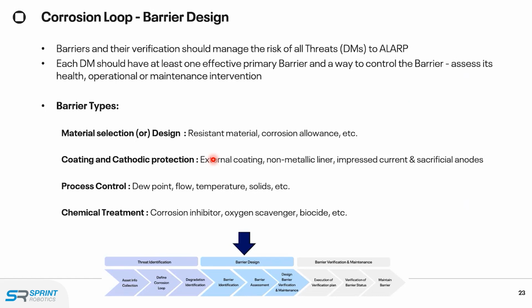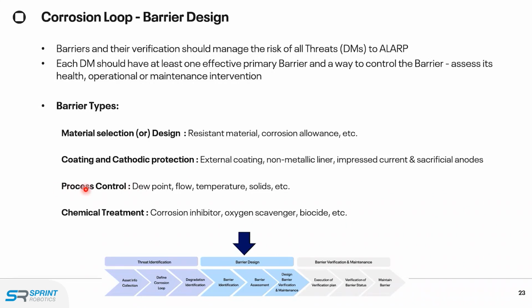There are a few different barrier types. For example, there's material selection, right? This will define whether that material of construction is compatible with or resistant to the degradation. For stress corrosion cracking, there are some materials that are more susceptible and some that are less susceptible. So there's going to be a material design where we consume the specifications, basically. Coating or cathodic protection, preventing that external corrosion, right? So that's a barrier.